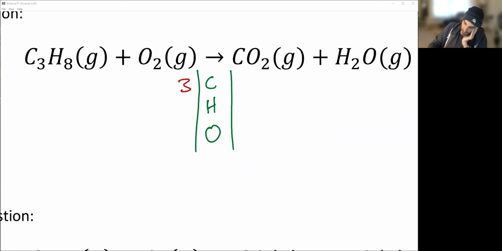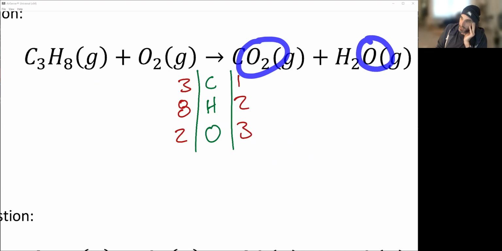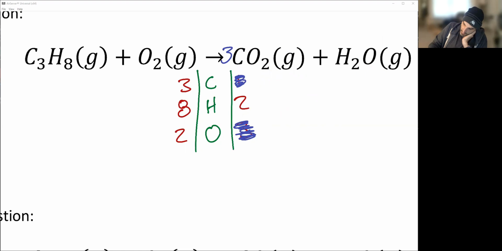So I have 3 carbons on the left, 1 on the right. I have 8 hydrogens on the left. I have 2 on the right. I have 2 oxygens on the left, and 3 oxygens on the right. So now we start to balance. Carbons, 3 on the left, 1 on the right. I'm going to put a 3 in front of the carbon. That changes my carbon, that changes my oxygen. And let's recalculate. 3 carbons, and I have 7 oxygens. Good, carbons are balanced. Let's go to the hydrogens.